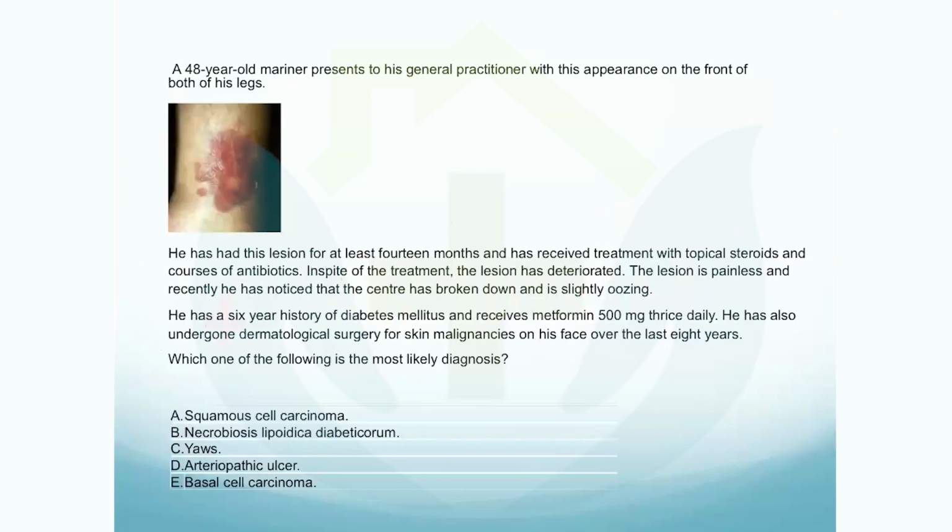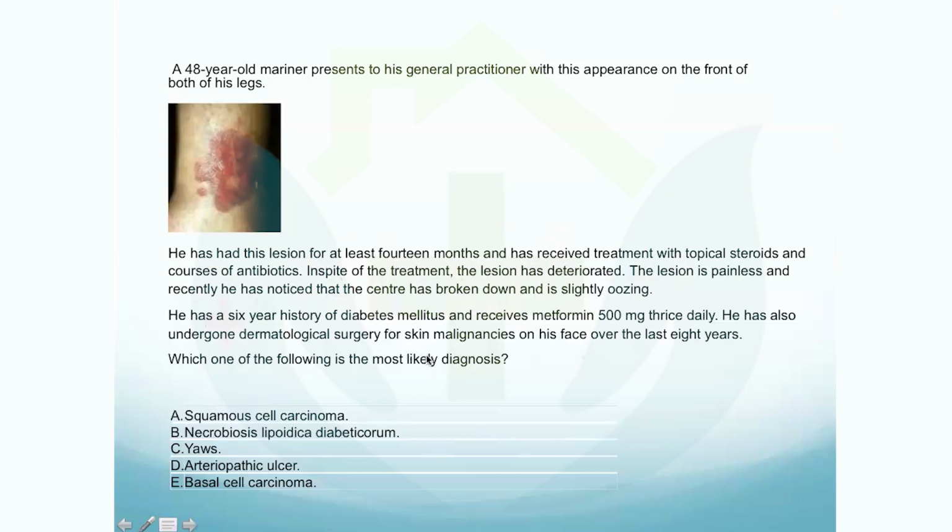This is a 48-year-old man whose leg lesions have been present for a long time. These lesions are at least 14 months old and have received topical steroids and courses of antibiotics. The lesions have deteriorated and recently have been broken and oozing. He had a 6-year history of diabetes and had dermatological surgery for skin malignancy over the face 8 years ago. Which of the following is the most likely diagnosis?